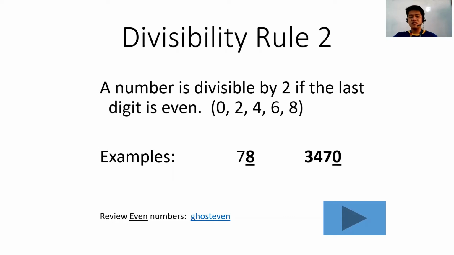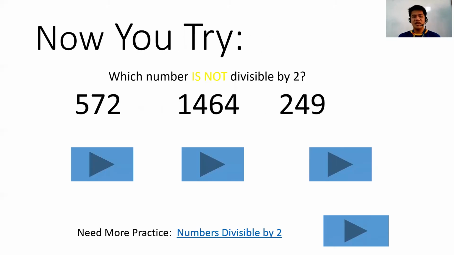Next one, 3,470. Is it divisible by 2? The correct answer is yes also, because it ends with a 0. Now, let's try to answer this activity. Which number is not divisible by 2? Pag sinabi nating not divisible, hindi siya pwedeng i-divide ng 2. Let's check. 572, the last number is 2. So therefore, it is divisible by 2.